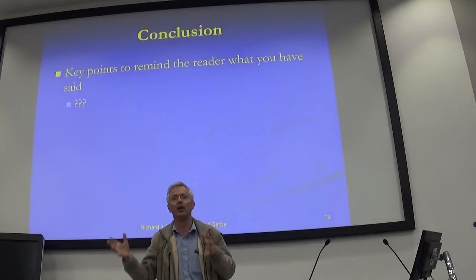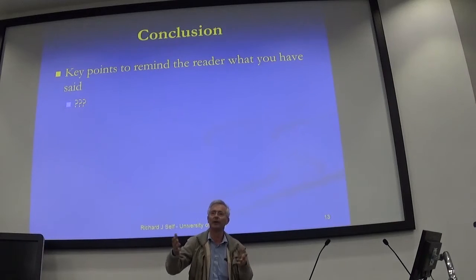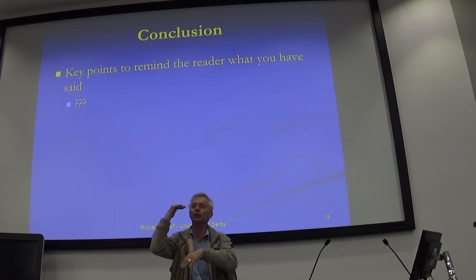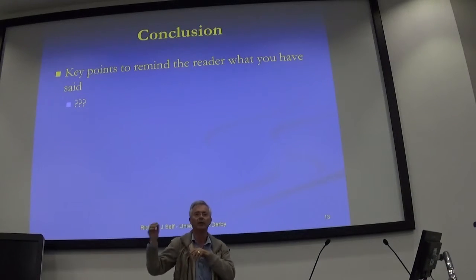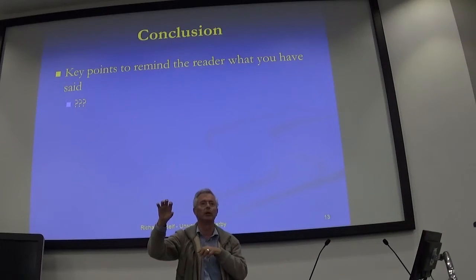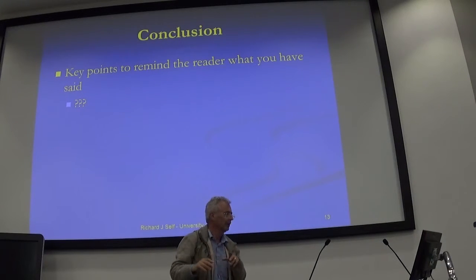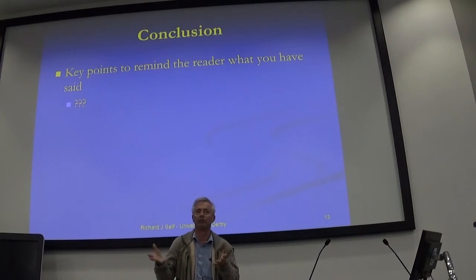And human memories aren't good enough, really, to remember the critical points of a piece of text 3,000 to 5,000 words long. So you need to have a little conclusion at the end of what's called the literature review to remind your reader what those key points were that will then lead into the next chapter. So the conclusion is very, very important. But it summarizes everything.